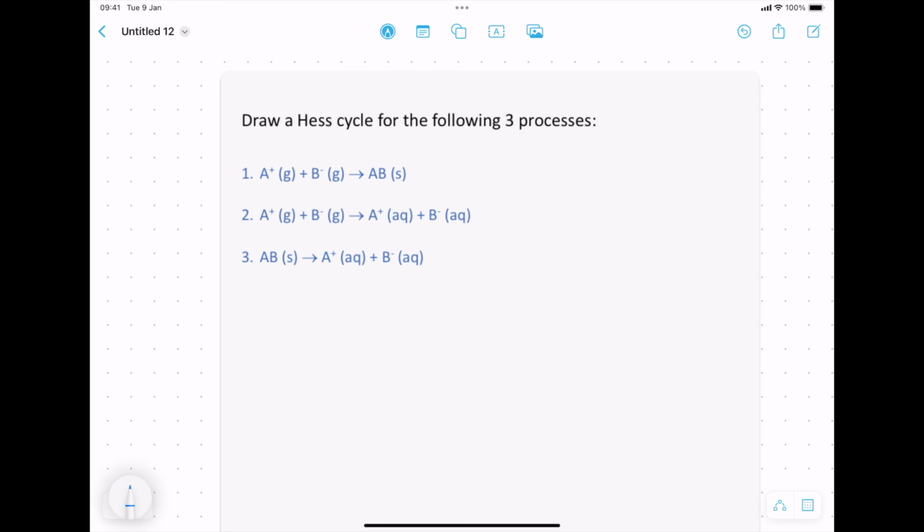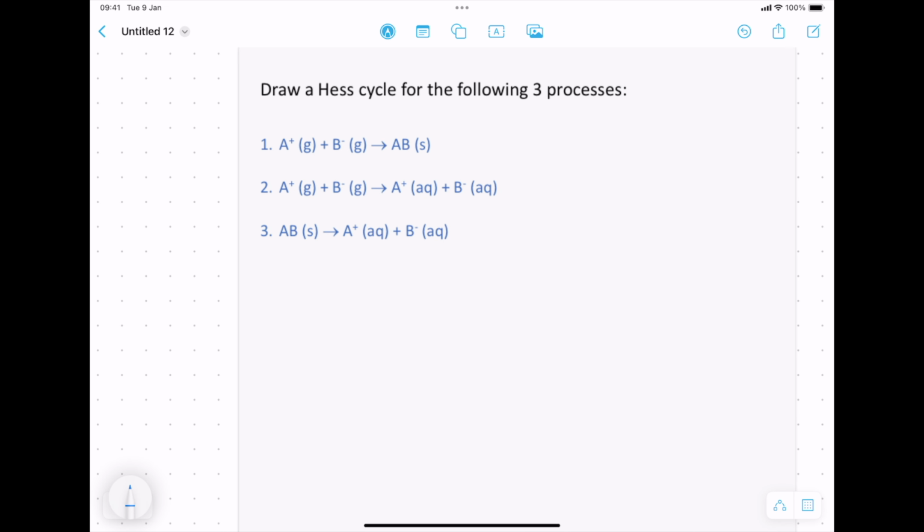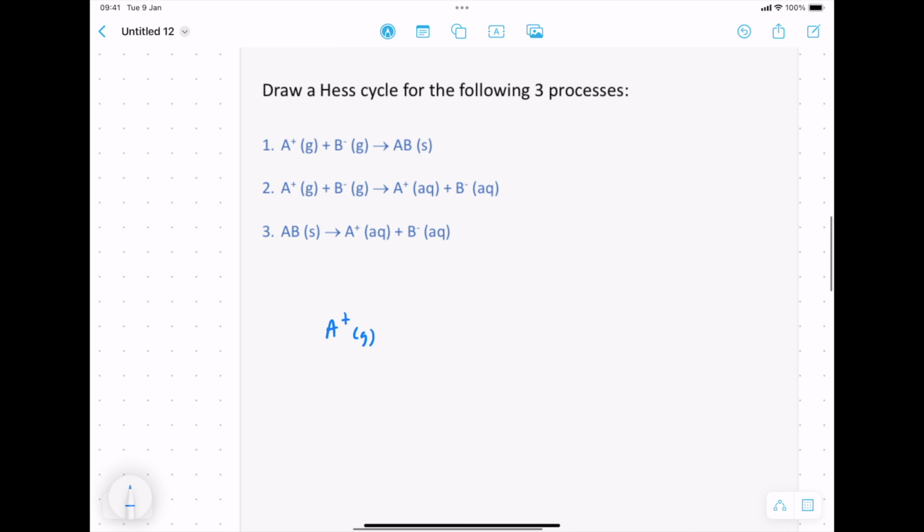Draw a Hess cycle for the following three processes. Number one, we have A+ plus B- goes to AB solid. Number two, the gaseous ions are becoming aqueous. And then number three is the solid AB dissolving to form aqueous ions. It doesn't actually matter which equation I put as the top one, so I'll just put number one.